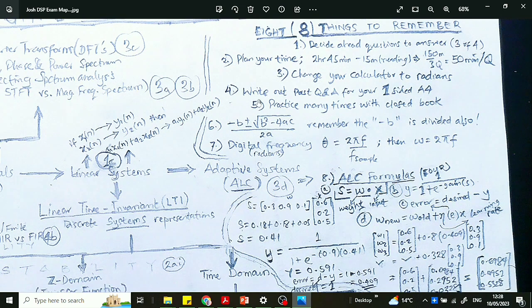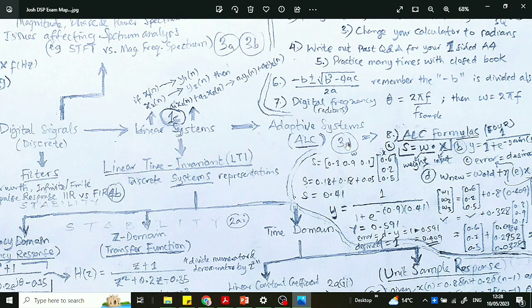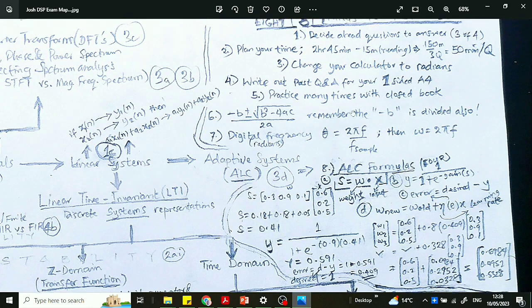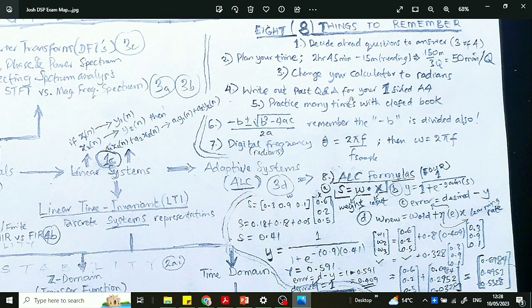Number 4, write out your past questions and answers on your one-sided A4. We're required to bring one-sided A4. I'm not going to bring this into the exam. I might find a way to do it somehow, but I probably will not bring this. I need something better than this. But anyway, your one-sided A4, I think, should be the past questions and the answers.